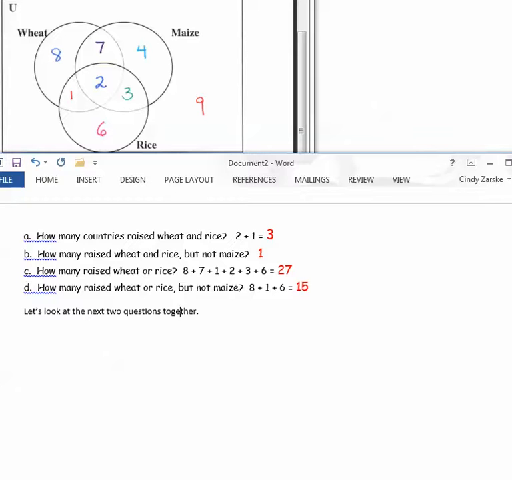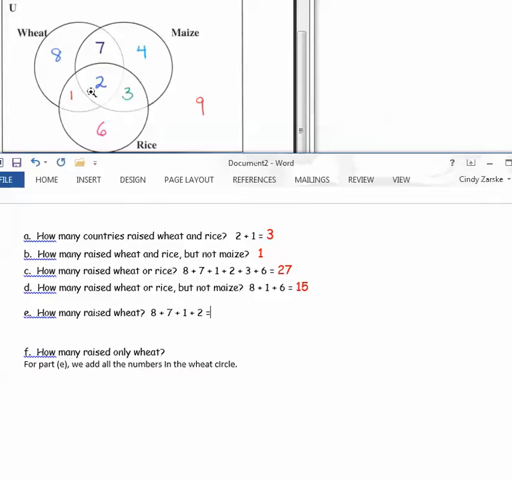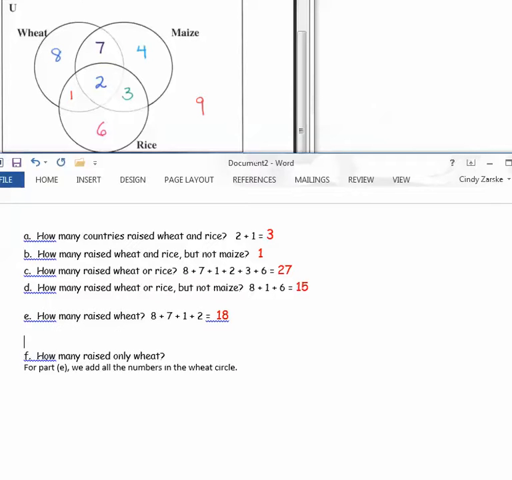Let's look at the next two questions together. Question E, how many raised wheat? And question F, how many raised only wheat? For part E, we add all the numbers in the wheat circle. 8 plus 7 plus 1 plus 2 equals 18. For part F, only refers to just the outermost part of the circle. 8 raised only wheat.